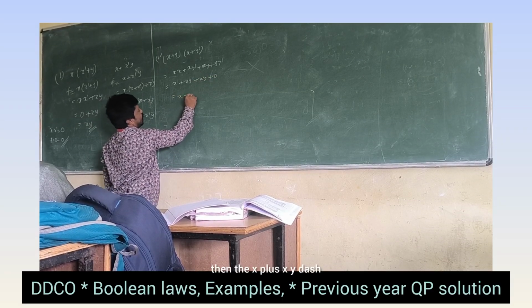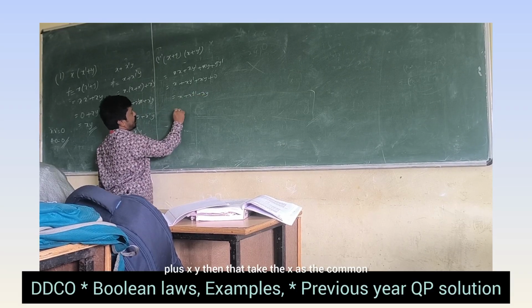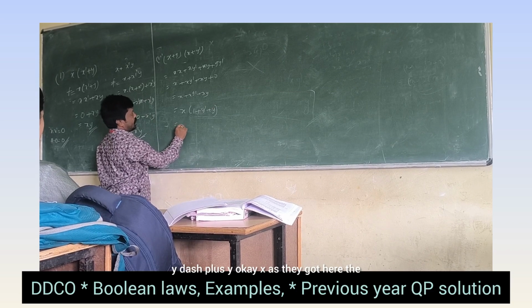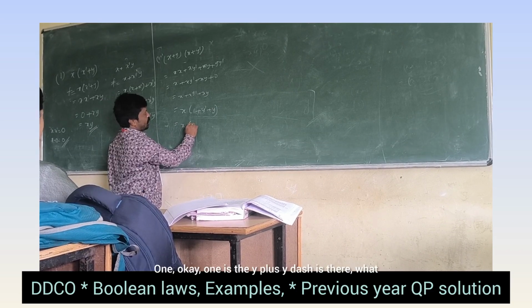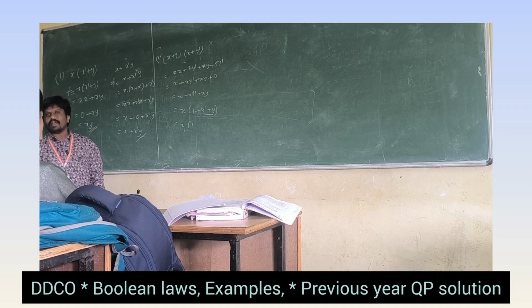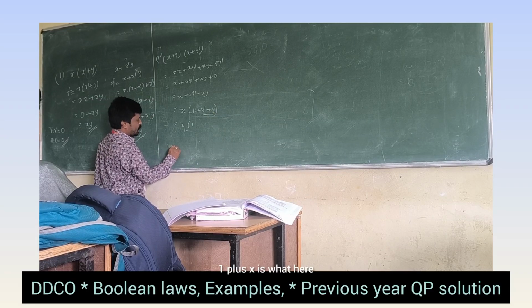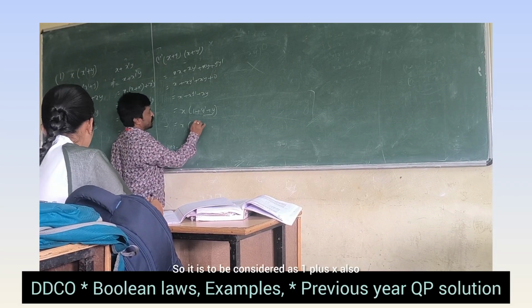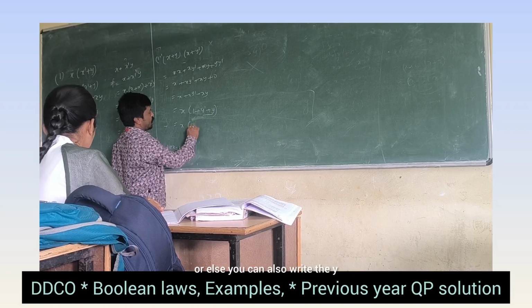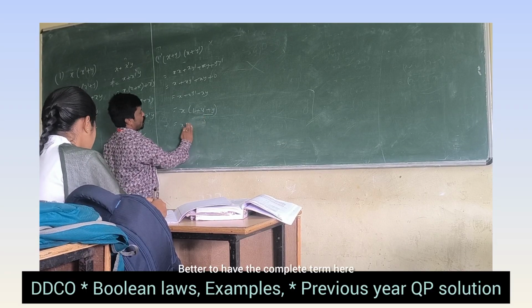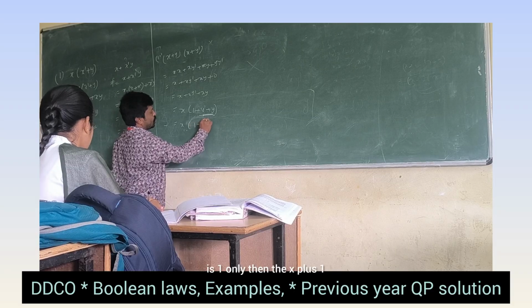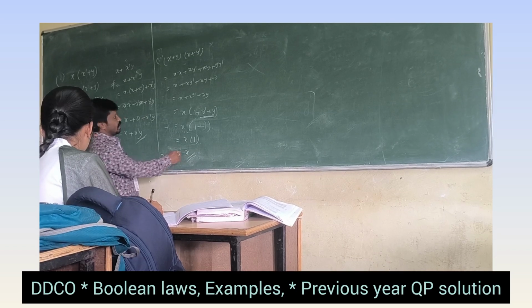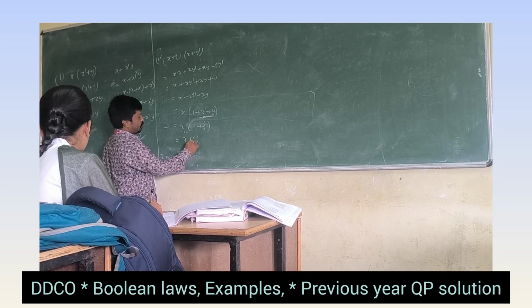Then x plus xy dash plus xy. Take x as common between all the terms: x(1 plus y dash plus y). y plus y dash is 1, and 1 plus y is 1 only. 1 plus y dash is 1 only. Then x plus 1 plus 1, where 1 plus 1 is 1 only. So the answer is x only.